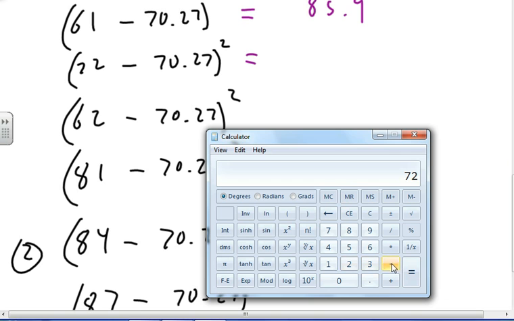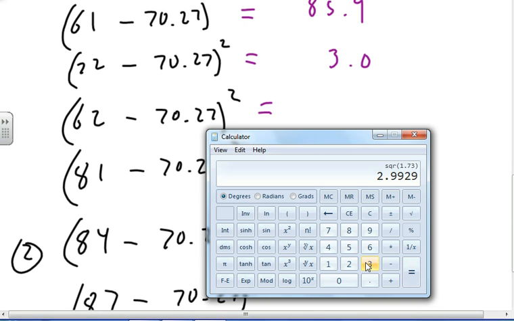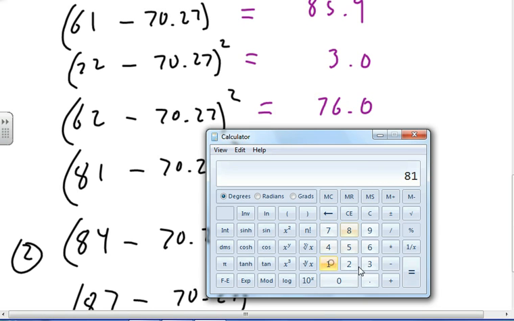72 minus 70.27. 2.99. Oh, I don't like that. 3. I'd feel happier with something other than that. We'll keep it that way though. 62 minus 70.27. 76.0. Okay, 81 minus 70.27. 1151.